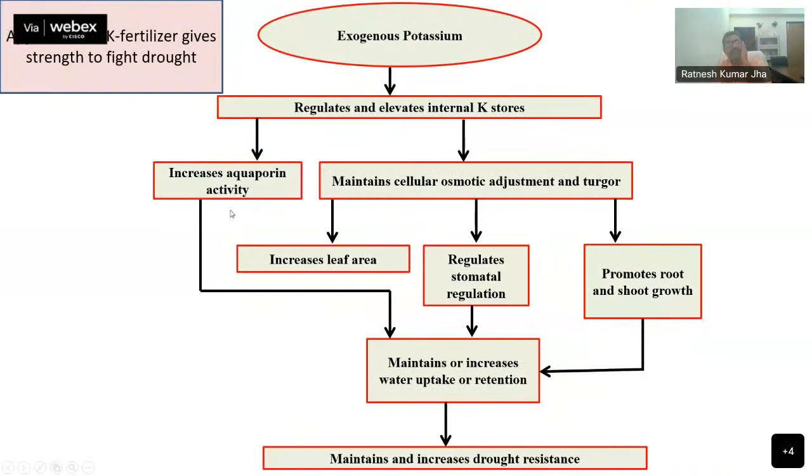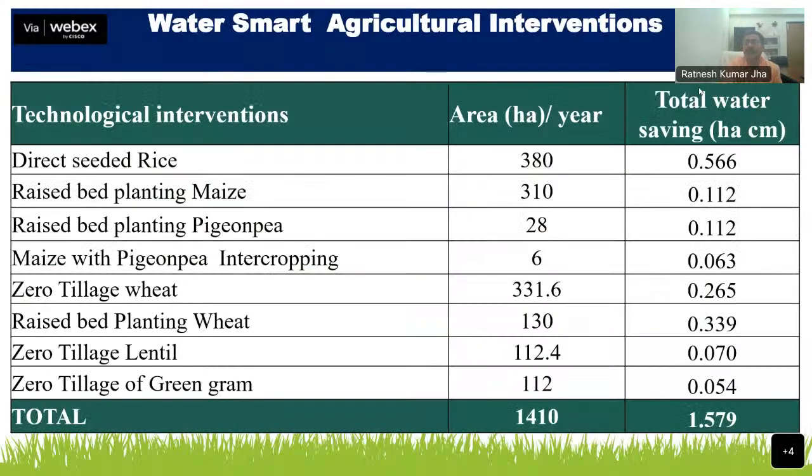Now, the application of potassic fertilizer is also one of the major key points for fighting drought. Again, the right side is basic science research, and this is where I have applied it in the farmer's field, and we could see how application of potassic fertilizer saved the crops under drought condition. And here is the saving of water through different climate resilient techniques, DSR and laser planting. This is the hectare meter of water that we could save through our different interventions.